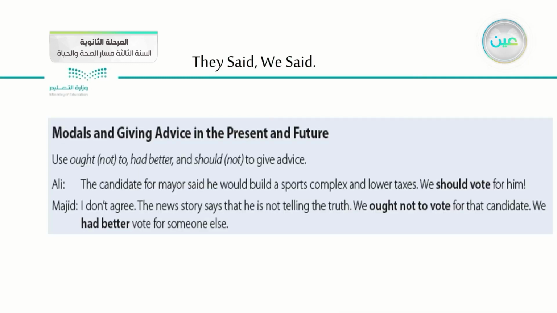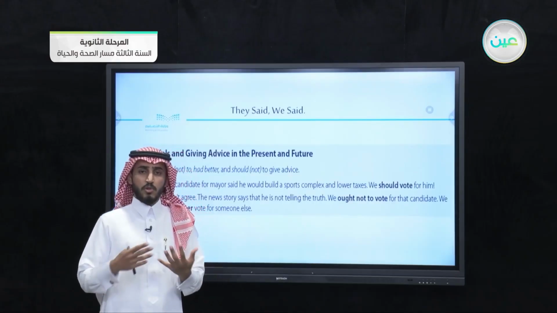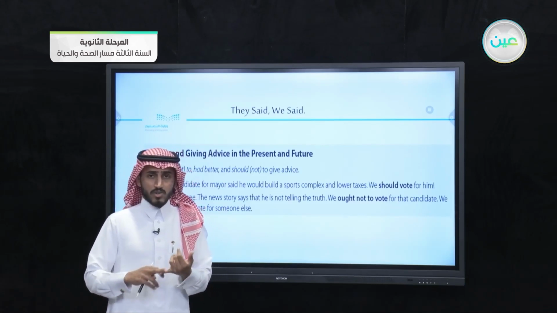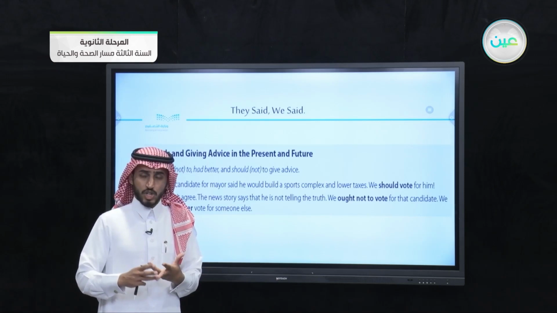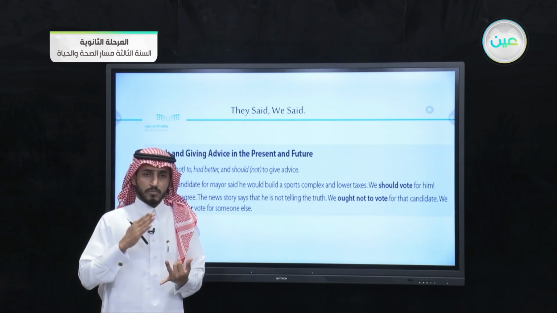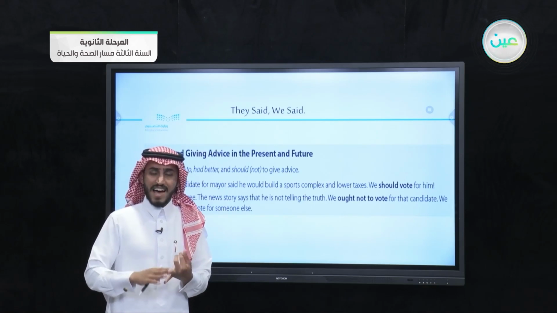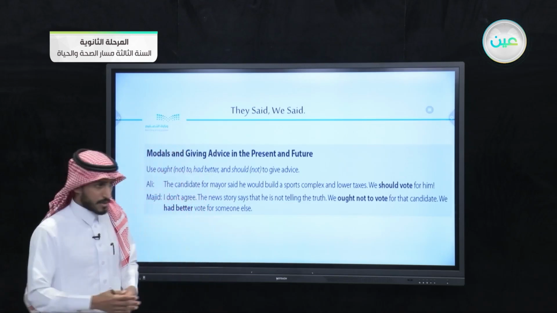After that, today, we have modals and giving advice in the present and the future. We've talked before about the modal verbs. We said that the modal verbs can be the verb be: am, is, are, was, were. They also can be can, could, may, might, will, would, shall, and should, in addition to must. And the last thing is that we have the words have, has, and had. All these are called modals or modal verbs.